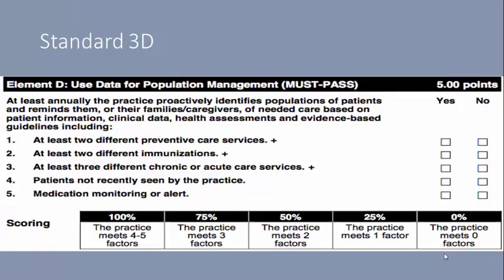So I would suggest doing 4 or 5, and if you can, 5, just to have a little bit of buffer. But this one is actually one of the easier ones to prove, and I'll show you an example of how you prove these factors in just a second.